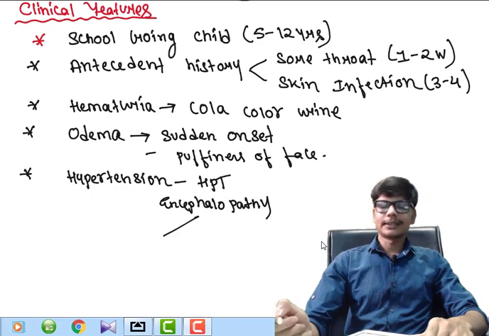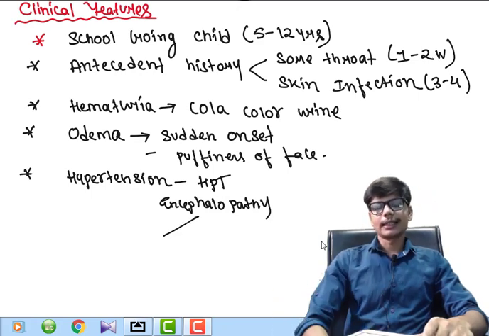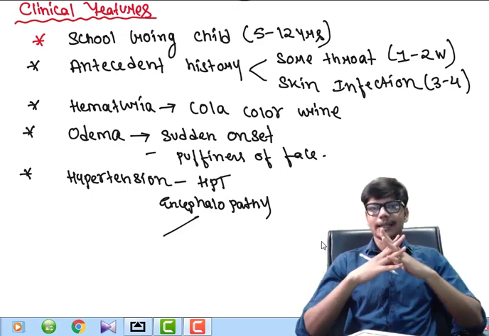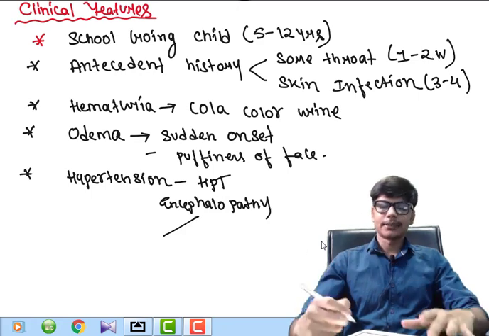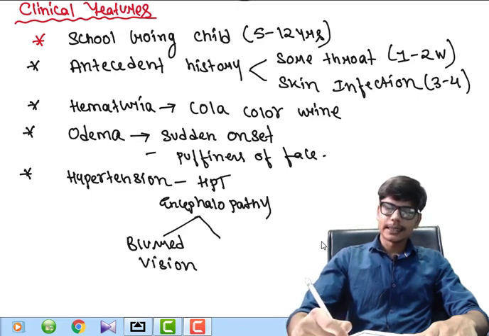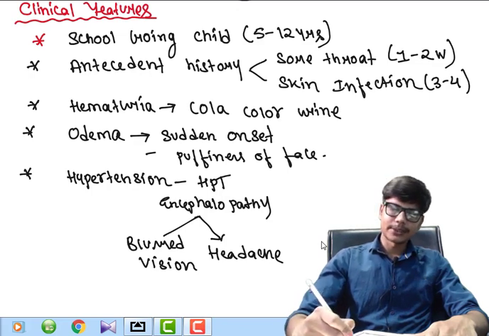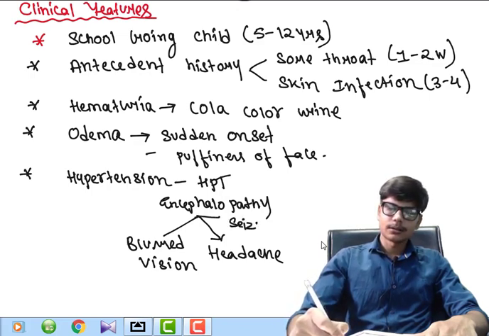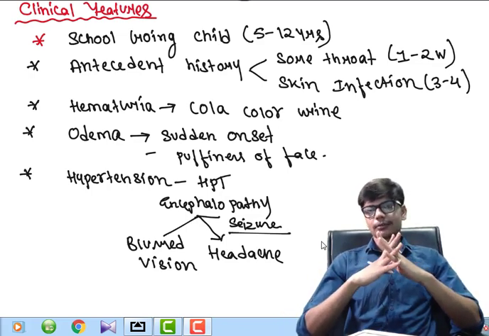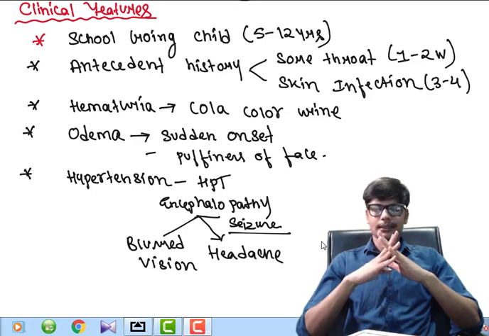So how will a child with hypertensive encephalopathy present to us? In addition to the symptoms of APSGN, that is edema and hematuria, if the patient is having hypertensive encephalopathy, he or she may have blurred vision. He can also present to us with headache due to hypertensive encephalopathy, and sometimes seizure may be present, as well as altered mental status.